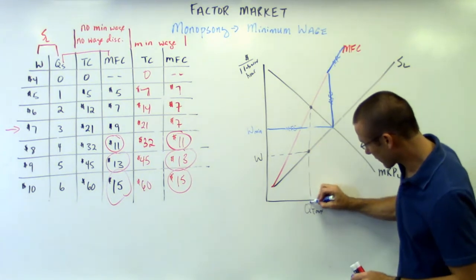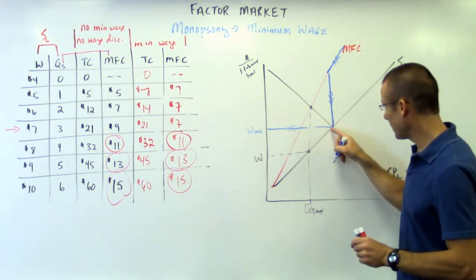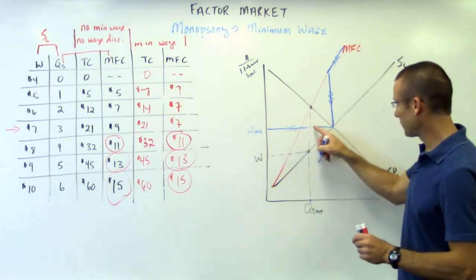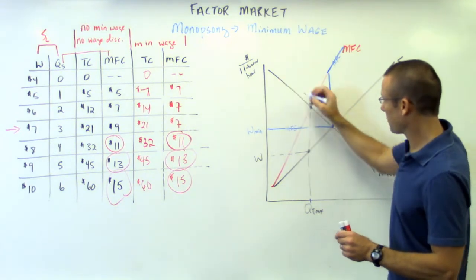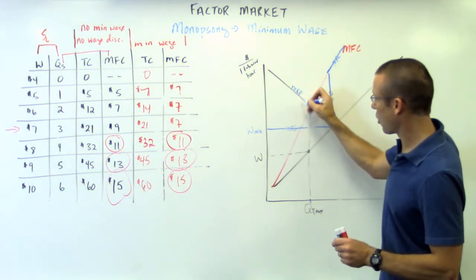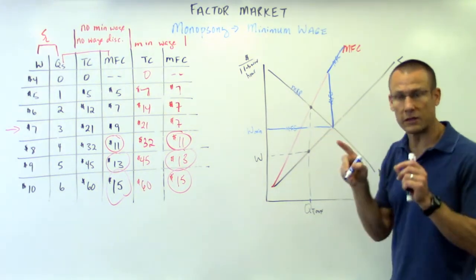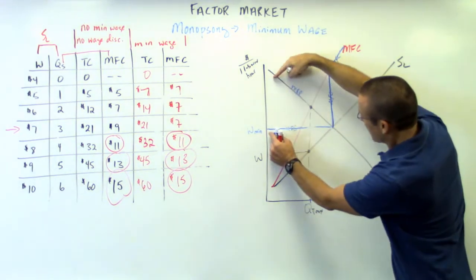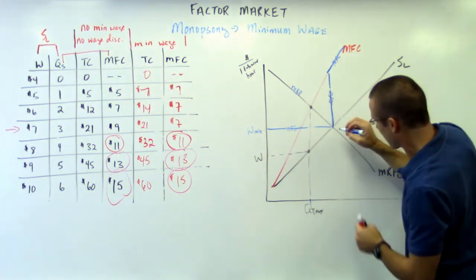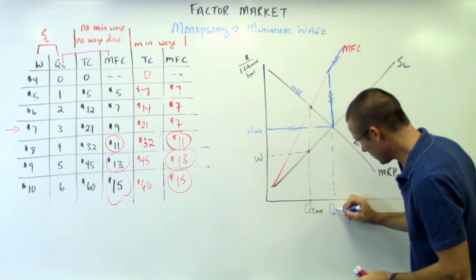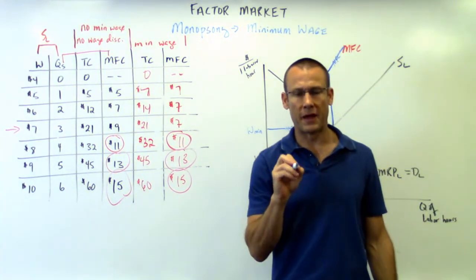How many were we hiring? Right up to there. How many are we going to hire now? MFC, MRP. You're going to hire people as long as your MRP is above your MFC. You're going to keep hiring. Hire, stop hiring. Q profit max. Crazy, but that's the result.